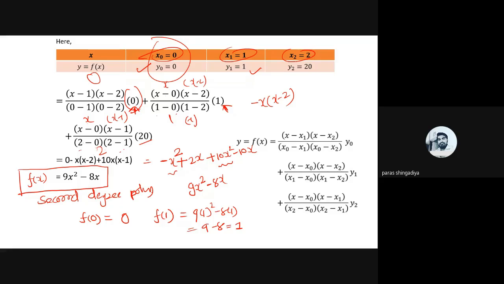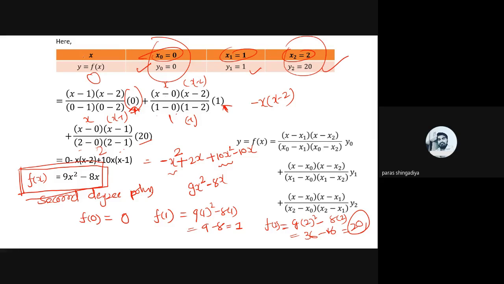Third value, you can also check that. That is f of 2. So what is the answer of f of 2? That is equal to 9 into 2 square, that is 4, minus 8 into 2. So 9 into 4, that is 36, minus 8 into 2, that is 16. 36 minus 16 is what? That is 20. Clear? So it is also verified. So that is the correct equation that we have derived by using the Lagrange interpolation formula.